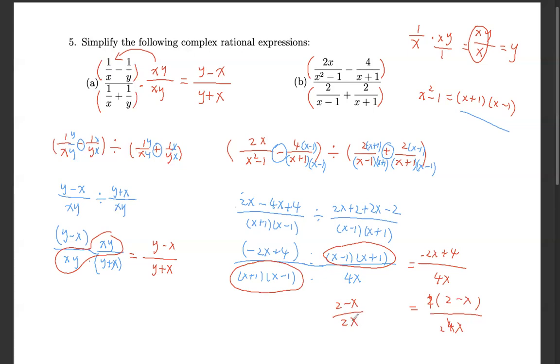And it cannot be simplified further because the numerator we have binomial 2 minus x. The denominator 2x cannot be simplified further. And that's it. Okay, that ends for lecture 11.